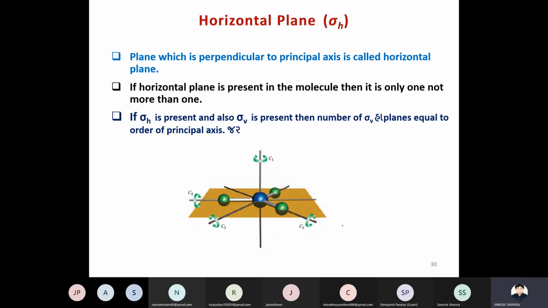Now look here, this is a BF3 molecule. Now in the BF3 molecule, where is the principal axis? Is it in the plane of the mobile or perpendicular to the mobile, whatever structure is given? I am asking about this structure. In this structure, it is not perpendicular. It is in the plane of your mobile, the C3.